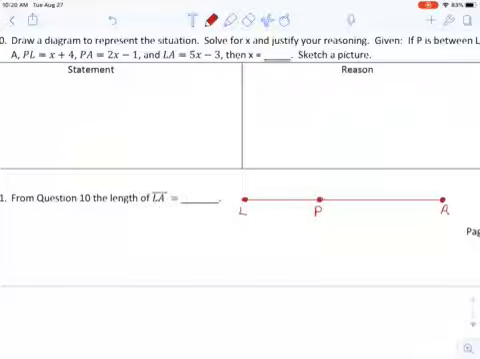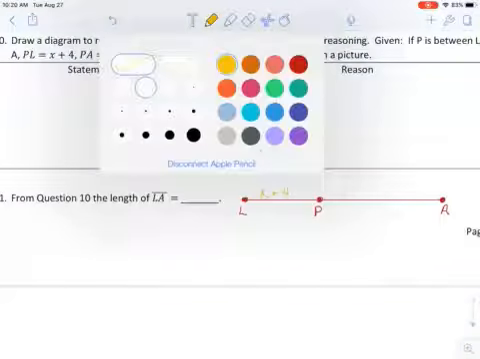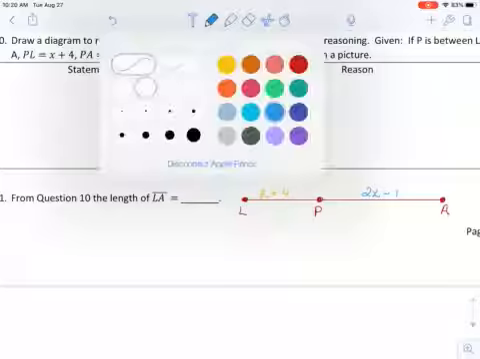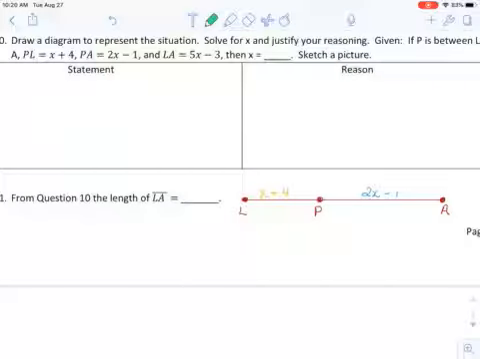And then I'm going to label everything that I know, and I'm going to try and color code it to make life maybe easier, in case you were confused. So LP is x plus 4. Let's use blue. PA is 2x minus 1. And then we'll use the green. LA, the whole thing, is 5x minus 3. Now these are a bunch of variables, whatever, but it still means the same thing.